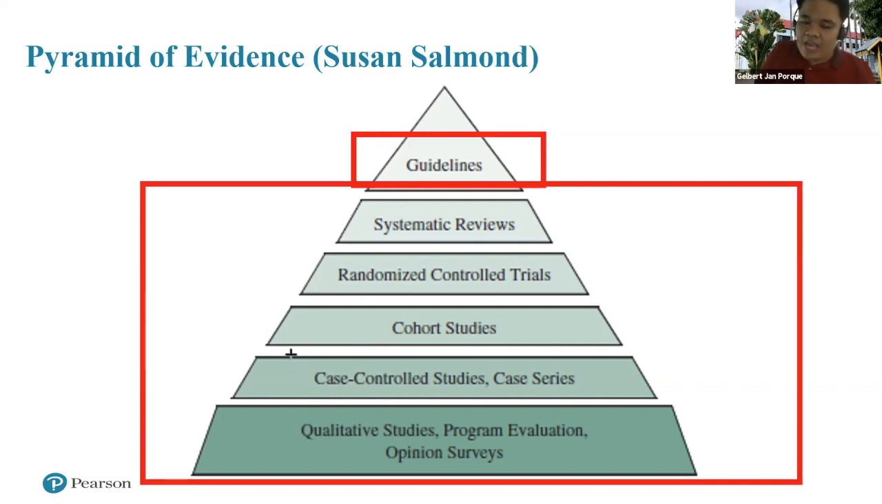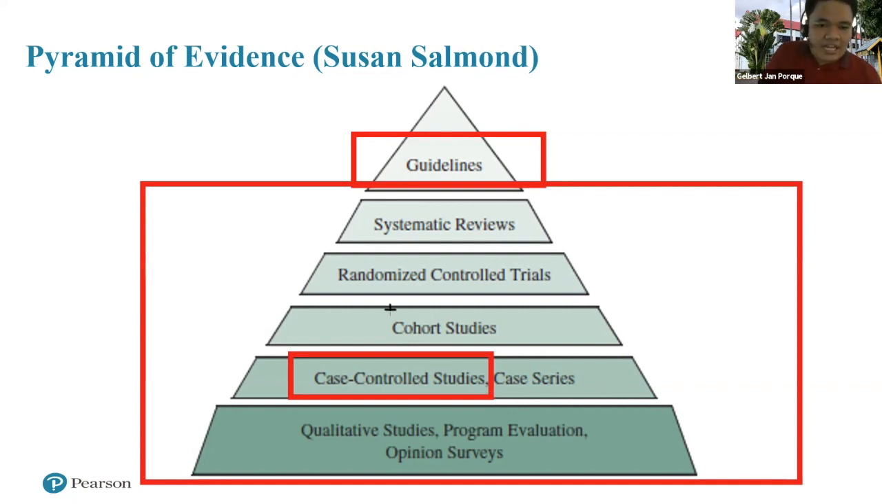Let's say, for example, I would want to find out what is more effective. Is it the counseling or no therapy at all? So if I would want to compare counseling with no therapy at all, that is considered to be a case-controlled study. Let's say I have a group of 30 people there, and then 15 people will be assigned to counseling, and then the other 15 will be assigned to no counseling, and then I'll be comparing them. That is a case-controlled study.